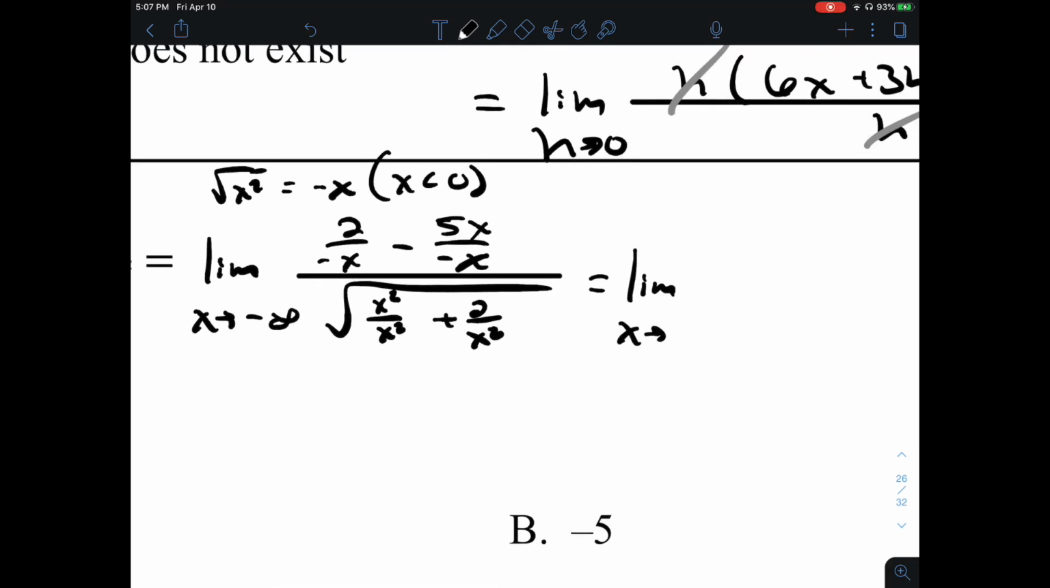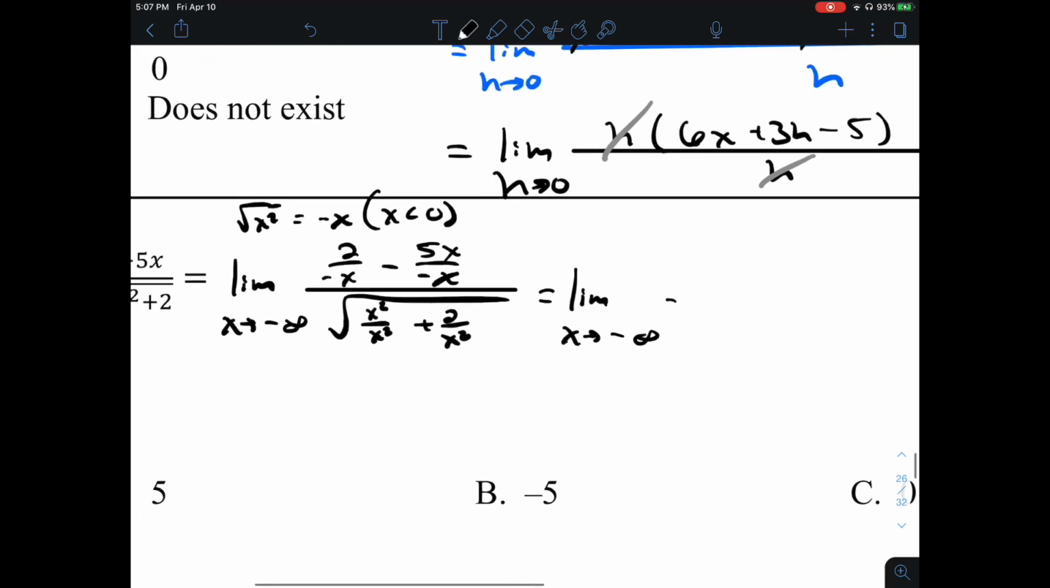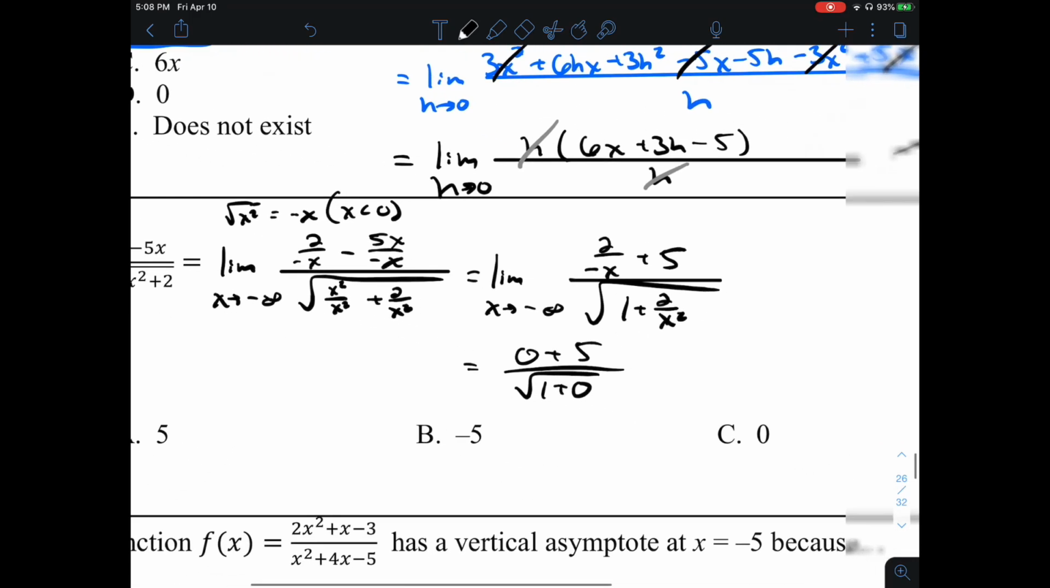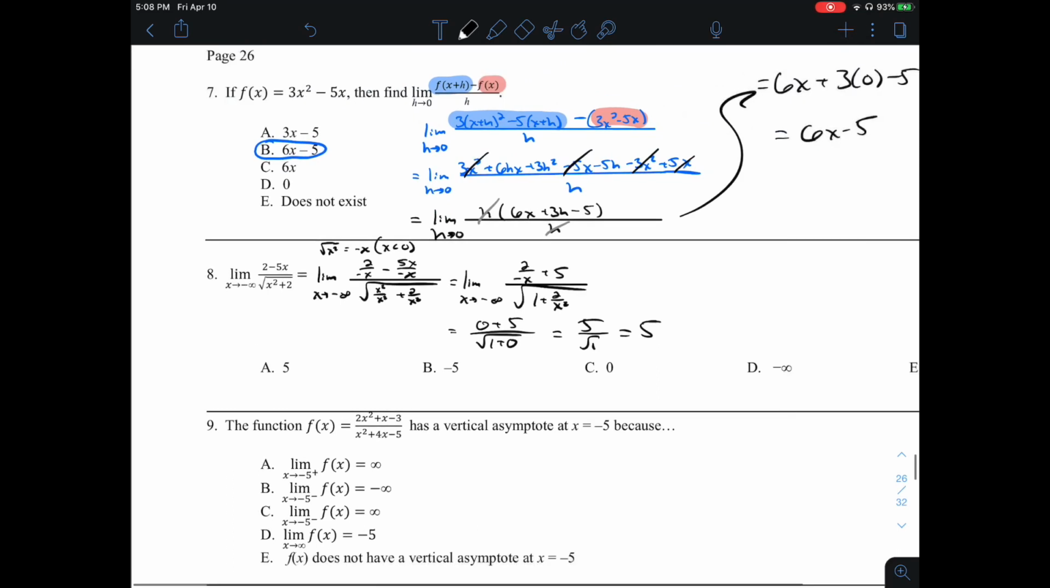This is going to be the limit as x approaches negative infinity. We're going to have 2 over negative x plus 5 over the square root of 1 plus 2 over x squared. This is going to approach 0 as x approaches negative infinity. 5 is going to approach 5. And 1 is going to approach 1. That's going to make this 5 over the square root of 1, which is 5.